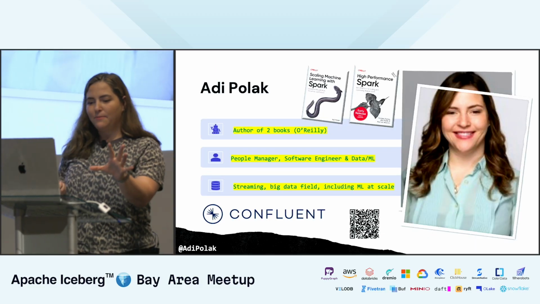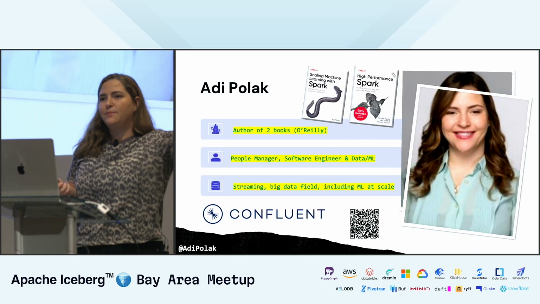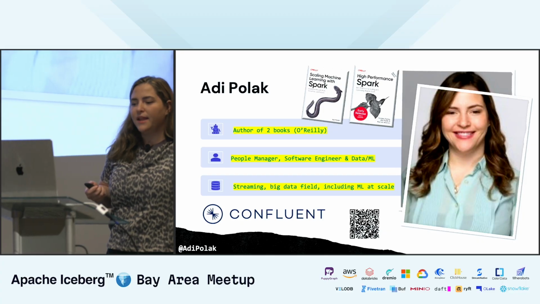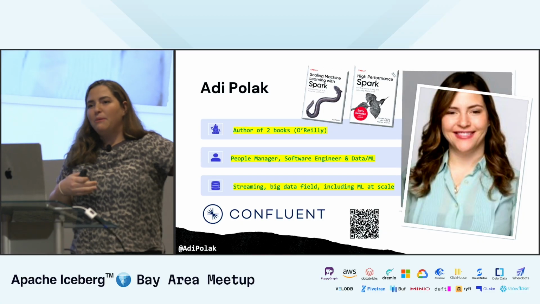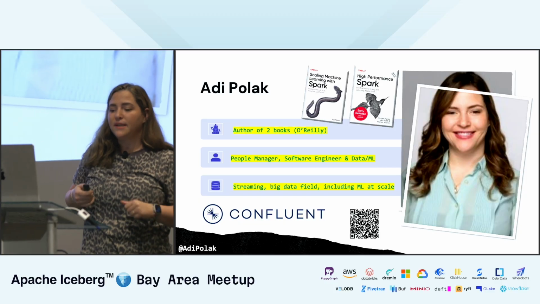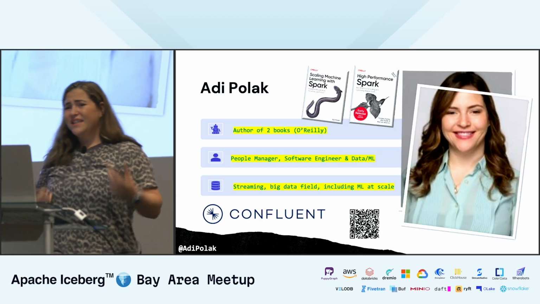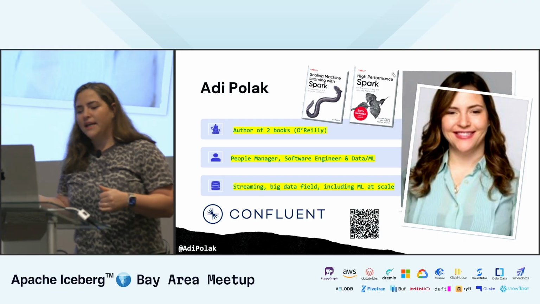I'll say a couple of things about me. If you don't know me, I am a deep Polak. I wrote 2 books for O'Reilly, one on scaling machine learning, and the second one is High Performance Spark, the 2nd edition. People manager, I have more than 15 years of experience in the industry. I started my career in ML, and then I moved to big data, and today I'm with Street.